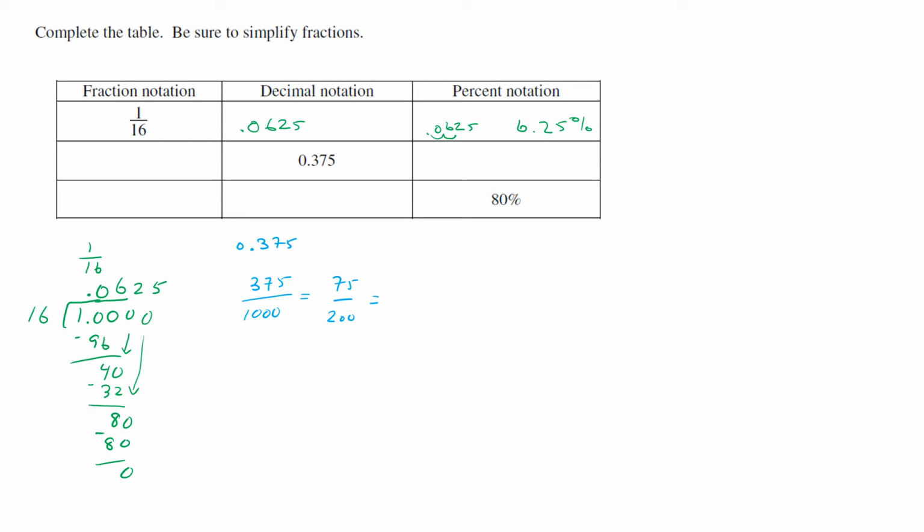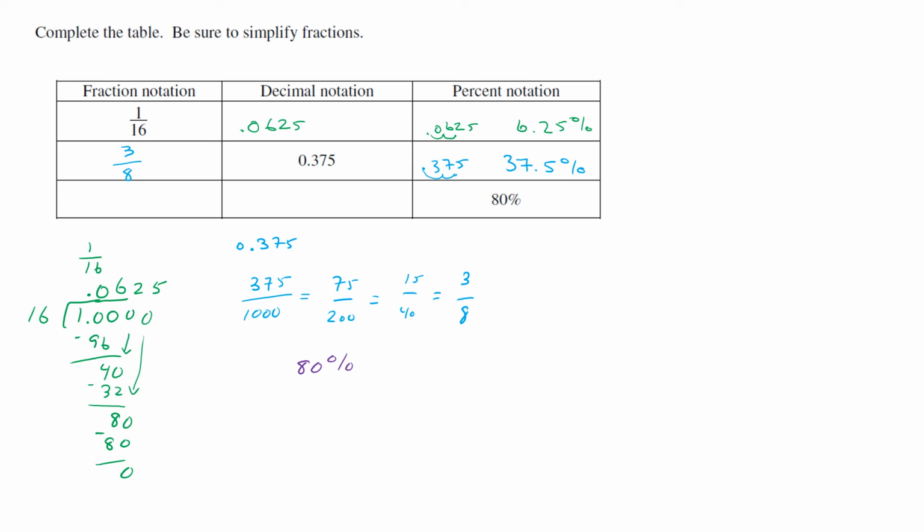These are both still divisible by 5. 75 divided by 5 is 15. 200 divided by 5 is 40. And both still divisible by 5. So 15 divided by 5 is 3. 40 divided by 5 is 8. So our fraction notation here would be 3/8. And then percent notation, remember we take our decimal here, move 2 places to the right, so this is 37.5%.